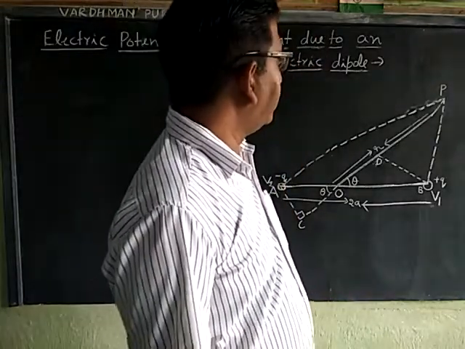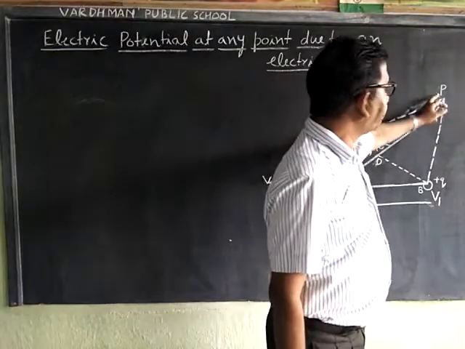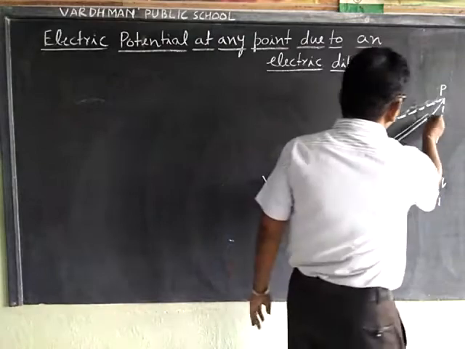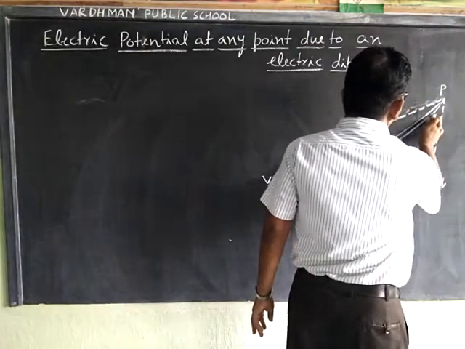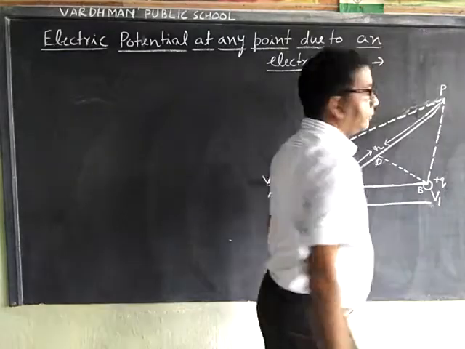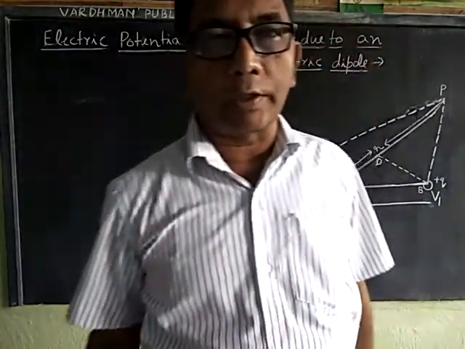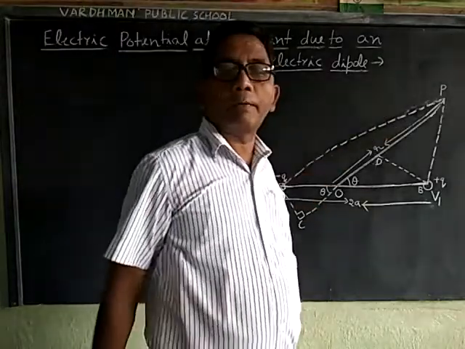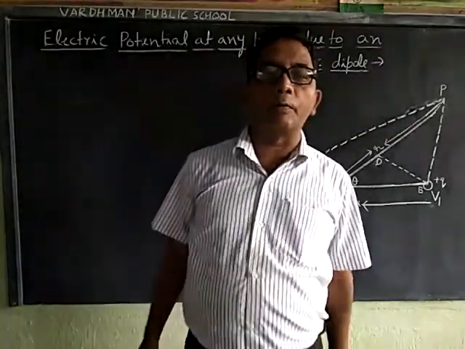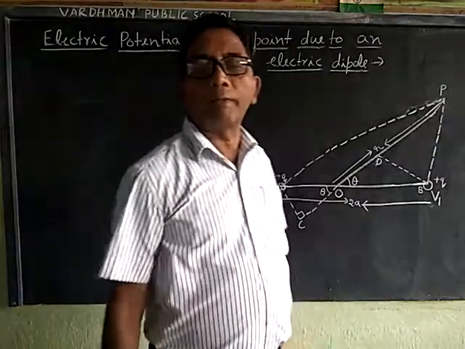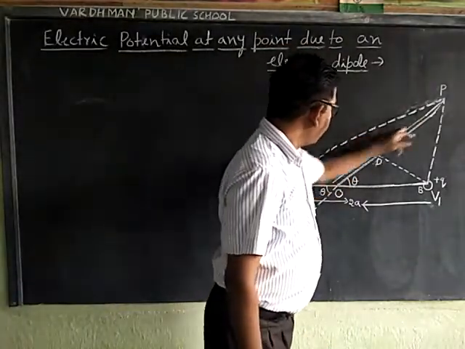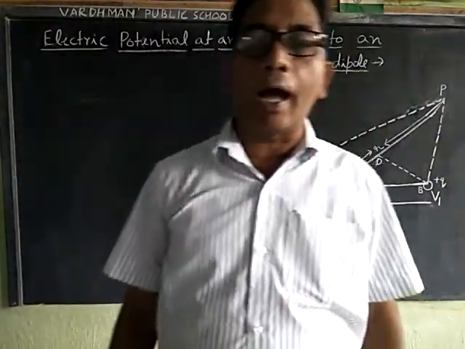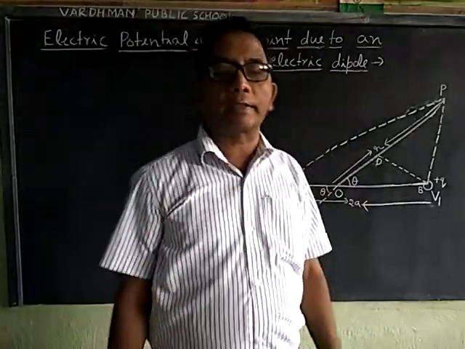We will determine electric potential at any point P, which is at distance r from the center O of the dipole. Let theta be the angle between r and the dipole axis.